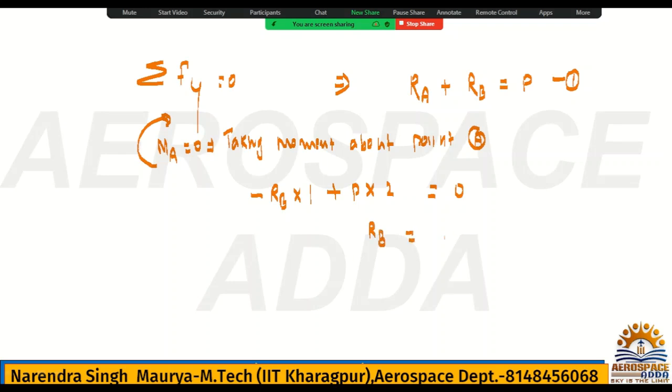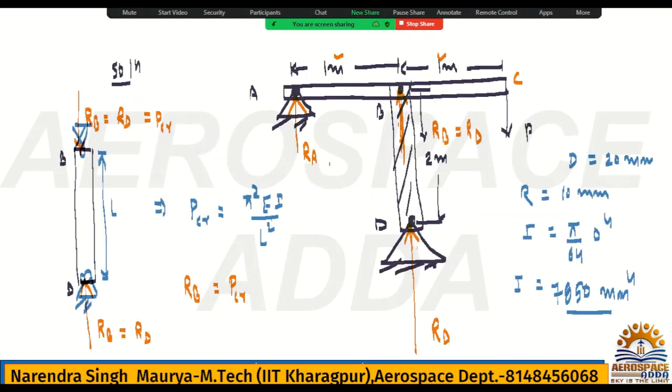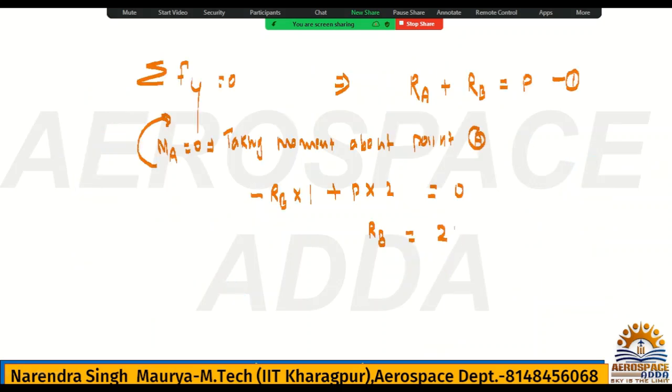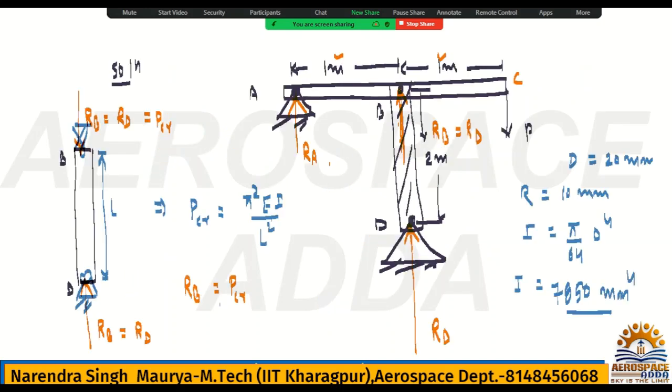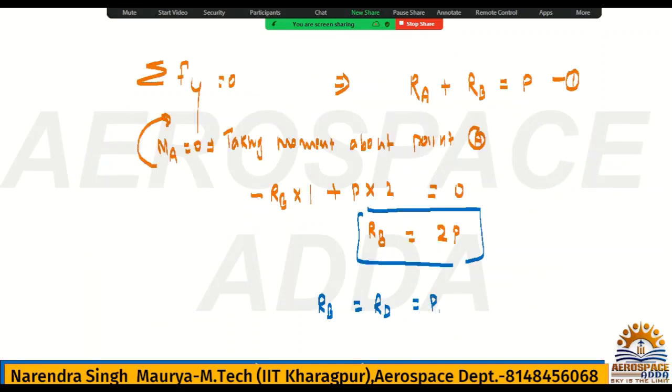What is the RB? RB is nothing but 2P. Right, 2P. So now RB, you got 2P. Already I have told you this RB, or you can say this is RD, or you can also say RB and RD, or you can say it is PCR. So ultimately you got the PCR value. And what is this value? It's nothing but 2P.